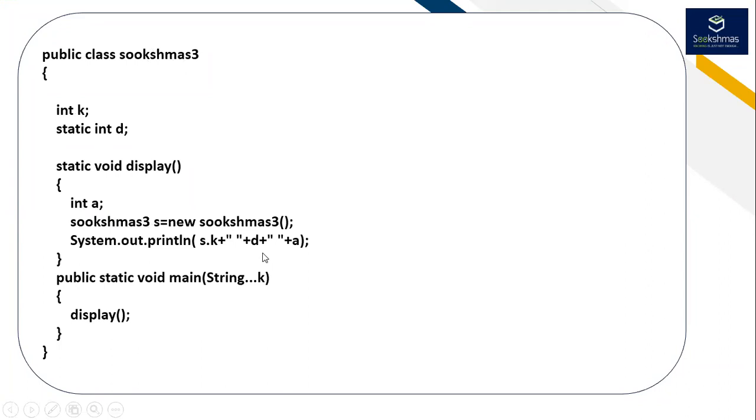Directly I can access the static variable D inside the static method, and we are also accessing the local variable. Execution of the program begins from public static void main. I'm directly calling the static method. No need to create an object, and no need to use the class name either, because the static method is present inside the same class. That is the reason I'm calling it directly. Now predict the output of this code.